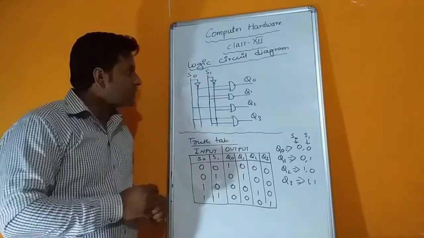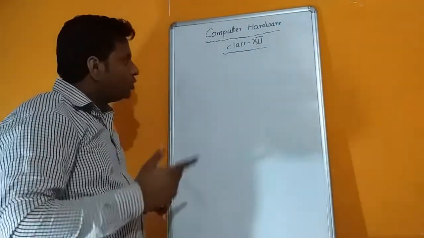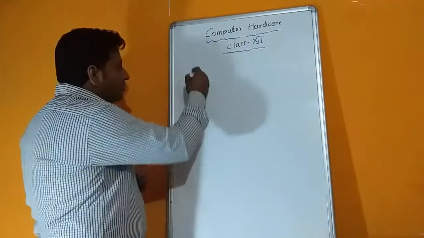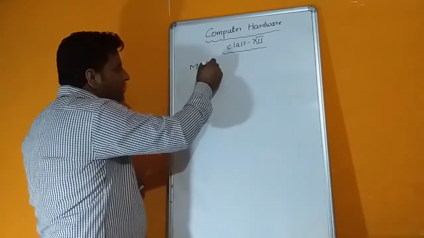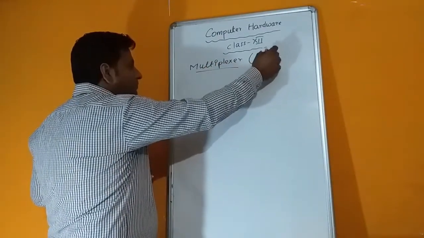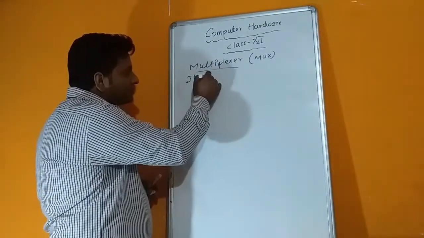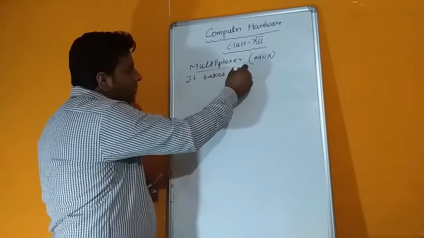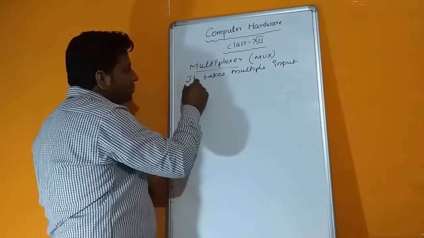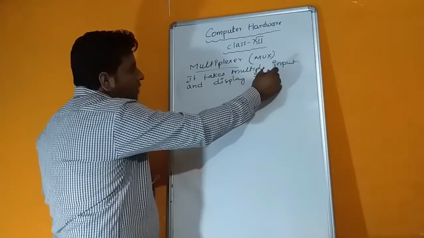Okay, so see now next. So see children, decoder, as I have explained, 2 into 4 and 3 into 8 are given as homework. So now the next application is multiplexer. It is also known as MUX. The multiplexer's work is that it takes multiple inputs and displays a single output.